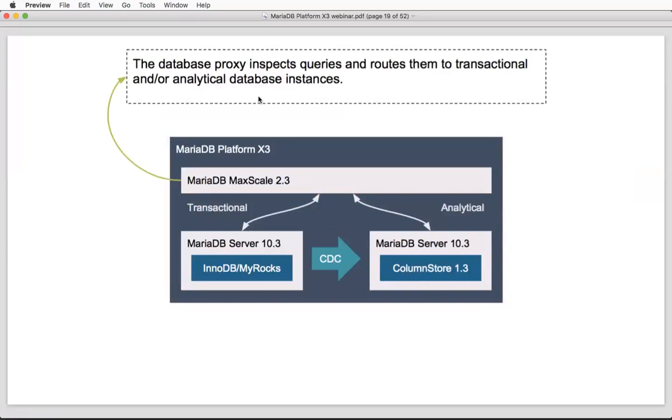There are different ways of accomplishing this. One example might be the query syntax. If the query is an aggregate on this table, let's send that to a database instance with columnar storage because that's an analytical query. If it is an insert, an update, or a delete, regardless of the table, send that to a database instance with transactional storage because that is obviously a transaction.